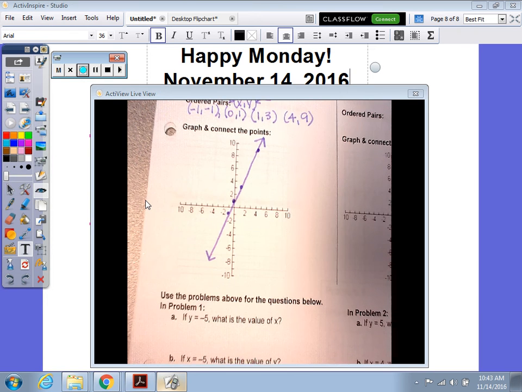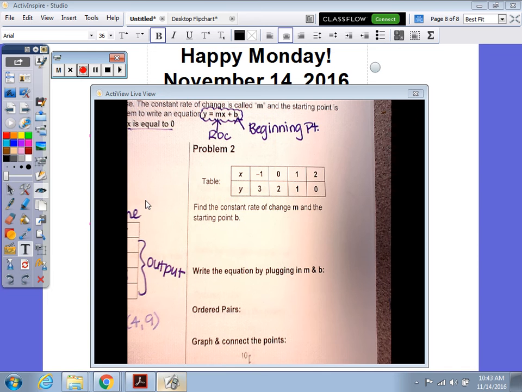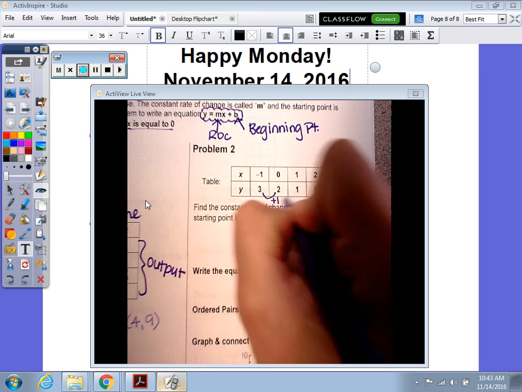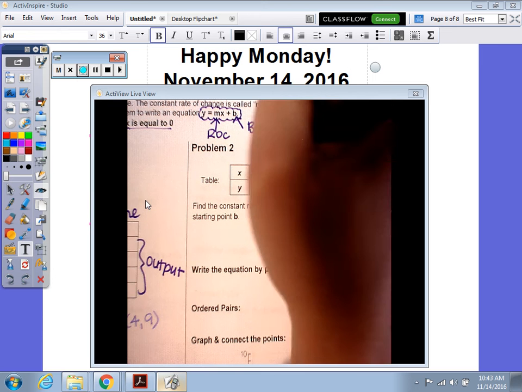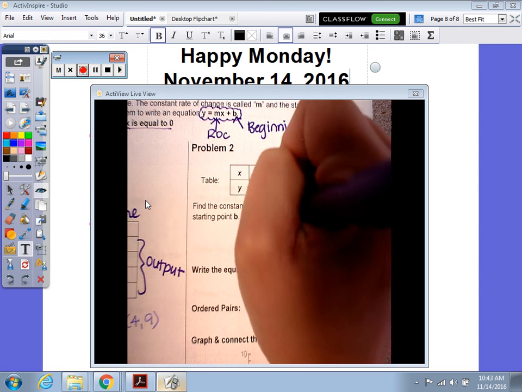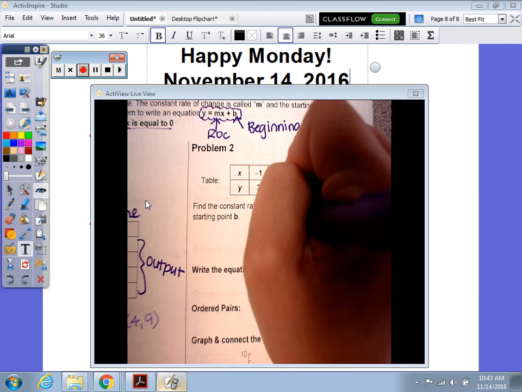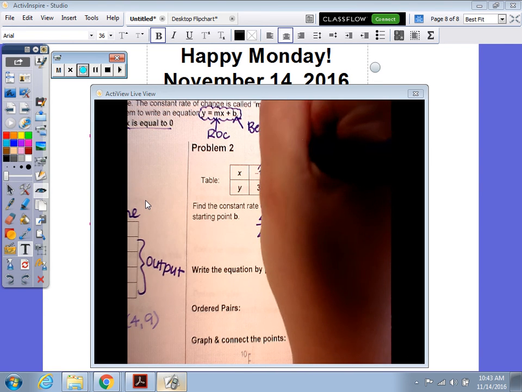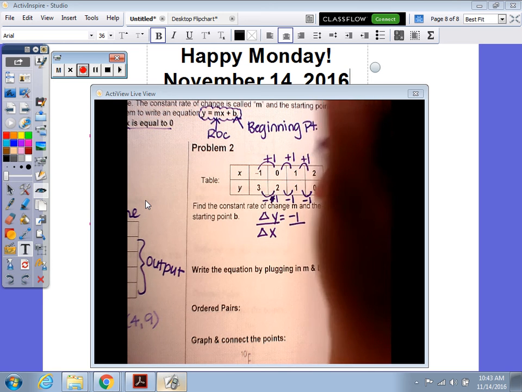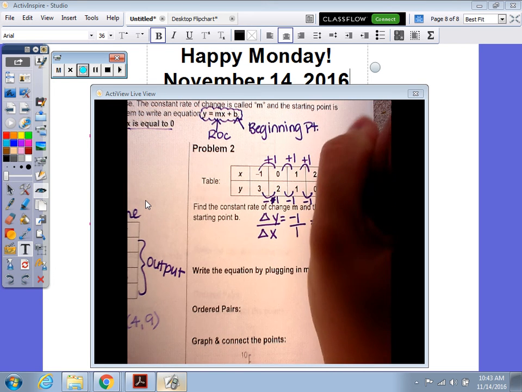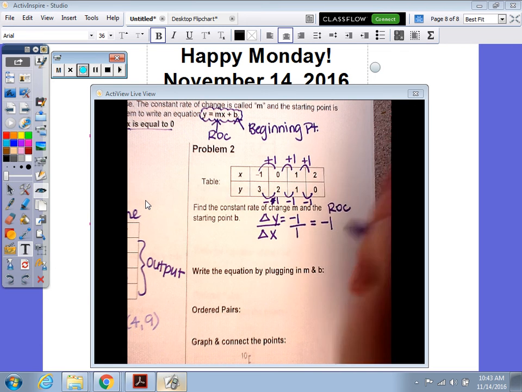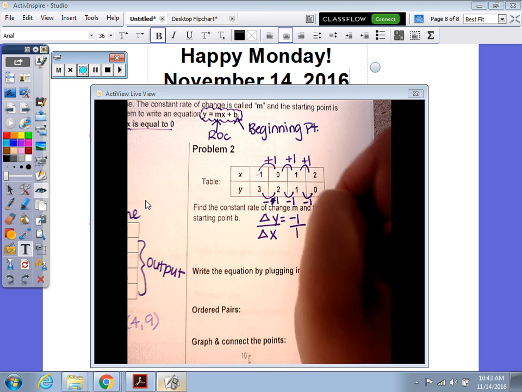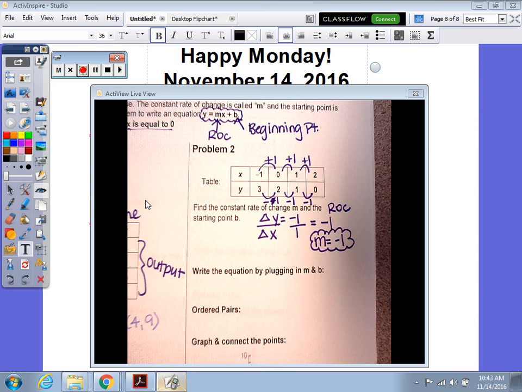Okay, problem 2. Well, we want to figure out our constant rate of change. So every time our y value decreases by 1, that's change in y is -1 over change in x, which is adding 1 every time. So -1 divided by 1 is -1, and that is our rate of change, which we can write as m equals -1. So we're going to start to incorporate those variables.